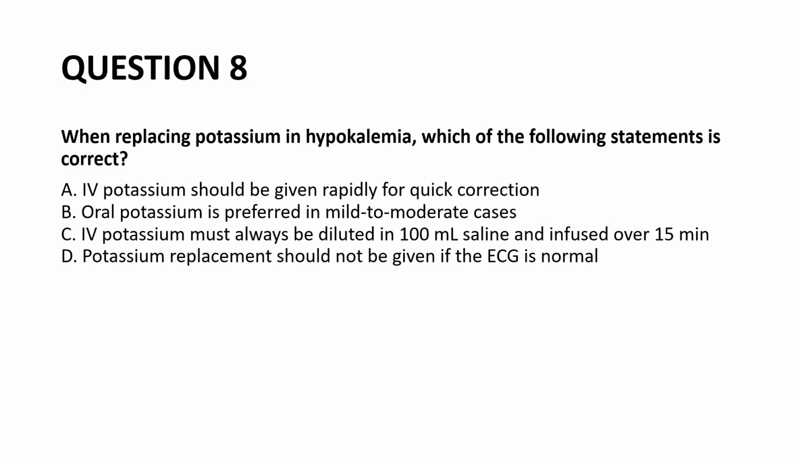When replacing potassium in hypokalemia, which of the following statements is correct? IV potassium should be given rapidly for quick correction. Oral potassium is preferred in mild to moderate cases. IV potassium must always be diluted in 100 ml saline and infused over 15 minutes. Potassium replacement should not be given if the ECG is normal.